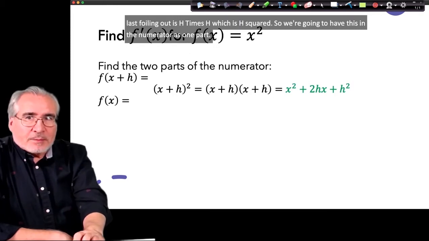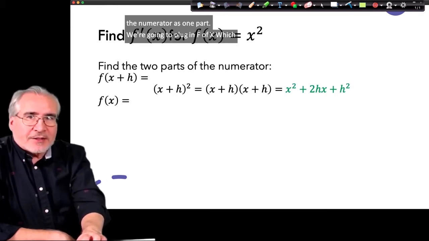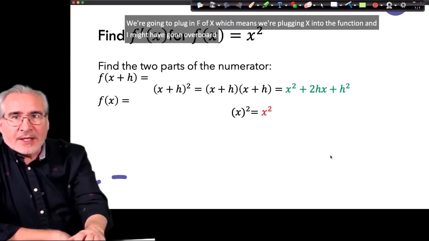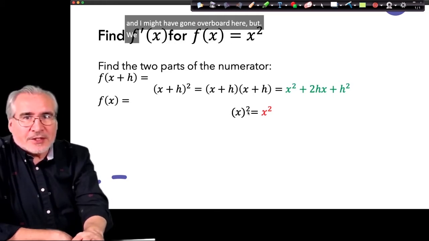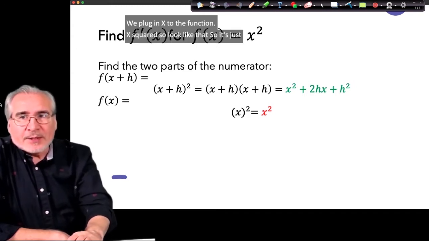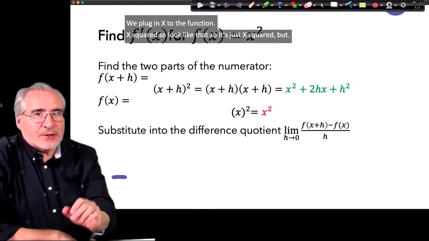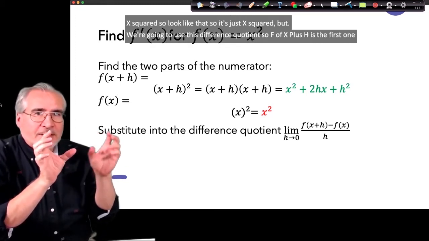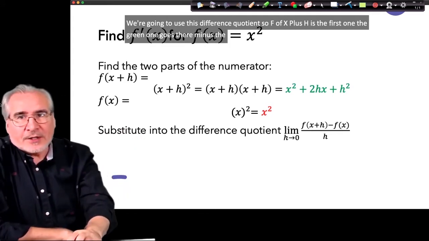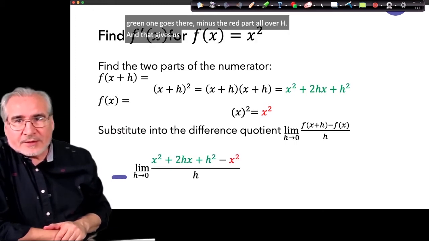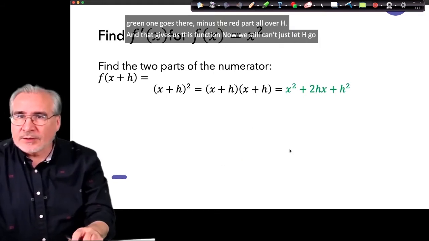We're going to plug in f of x, which means we're plugging x into the function. And I might have gone overboard here, but we plug x into the function x squared, so it looks like that. So it's just x squared. But we're going to use this difference quotient, so f of x plus h is the first one. The green one goes there, minus the red part, all over h. And that gives us this function. Now we still can't just let h go to 0.